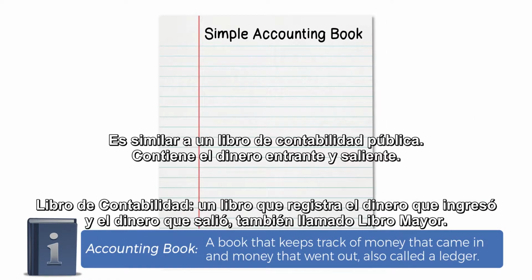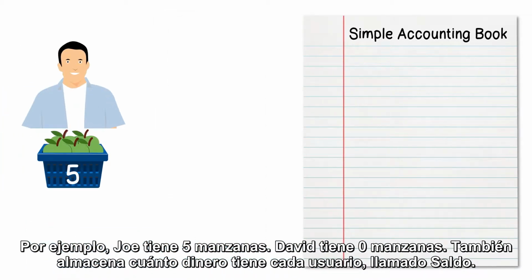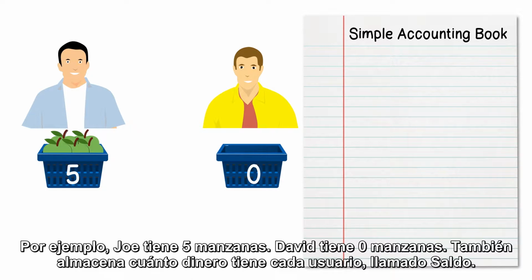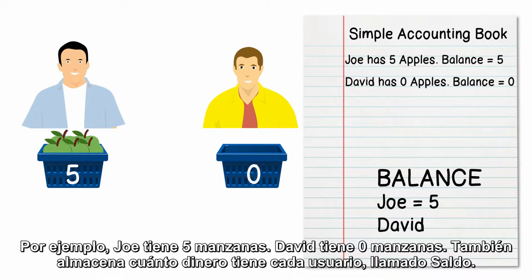It's similar to a public accounting book. It contains the incoming and outgoing of money. For example, Joe has 5 apples. David has 0 apples. It also stores how much money each user holds, called a balance.